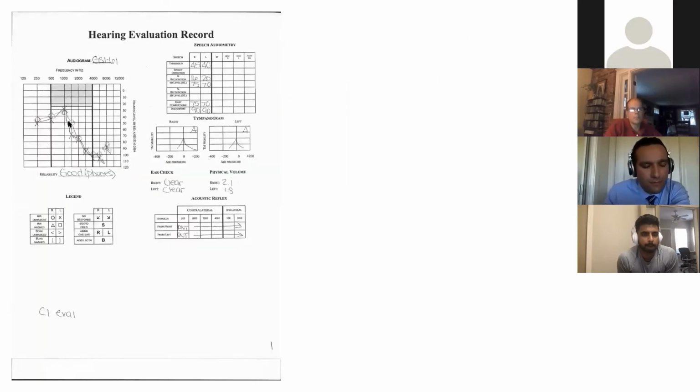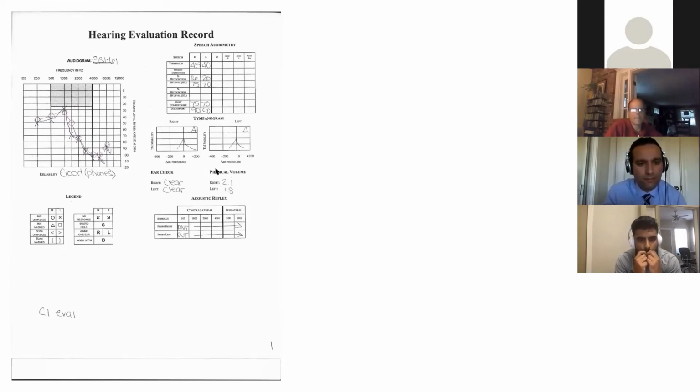Okay. So, basically you're right. There's a mild loss with then a sloping loss from mild to profound. And this is in the profound range here. Now, if we go over here, the averages are there for the right and left ear. And percent recognition was only 16% and 20%. So that's pretty poor discrimination. It's going to be really difficult, even with amplification, to understand speech.